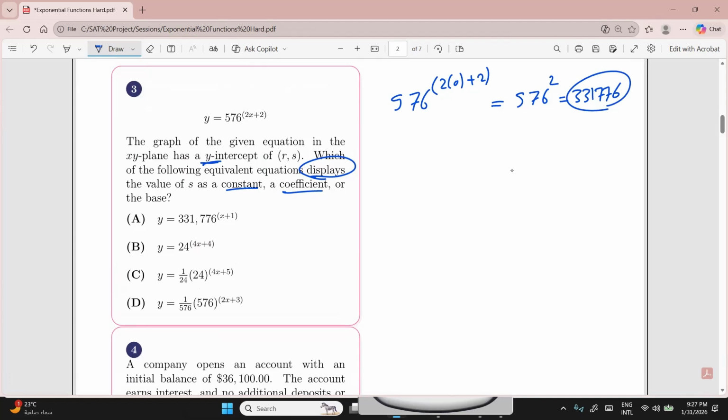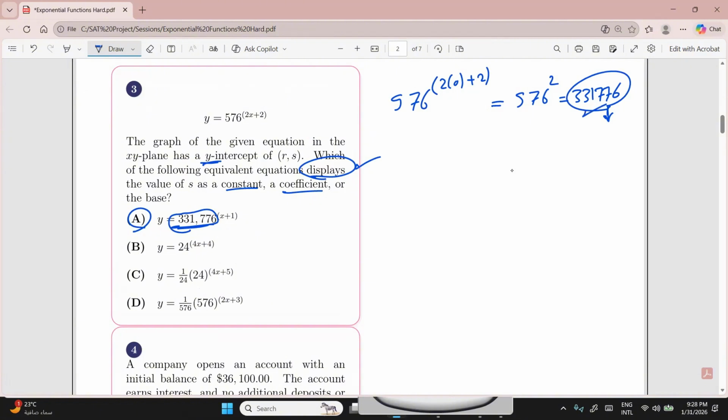And look at the options. Which one contains this number just appearing in the equation without calculating? It's obviously letter A. This number is appearing here. So that's the answer. So the equation gives us the y-intercept of this number on the calculator.